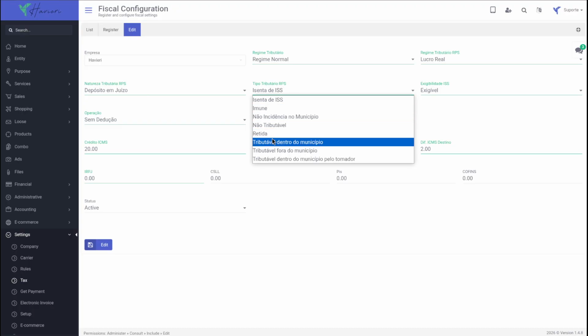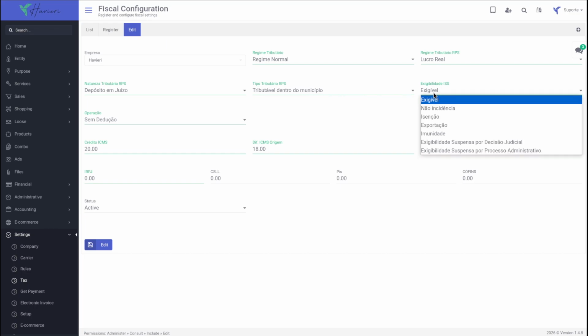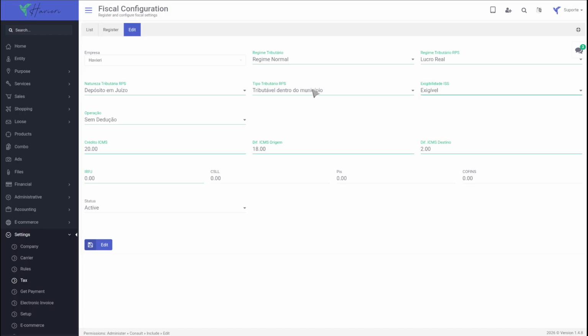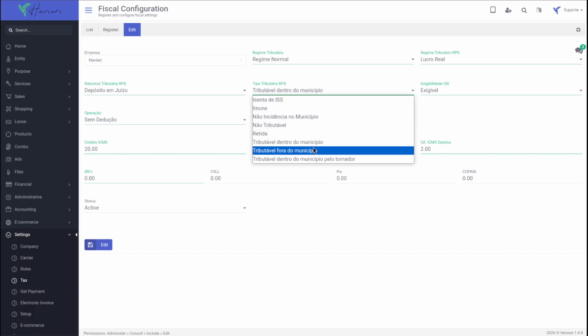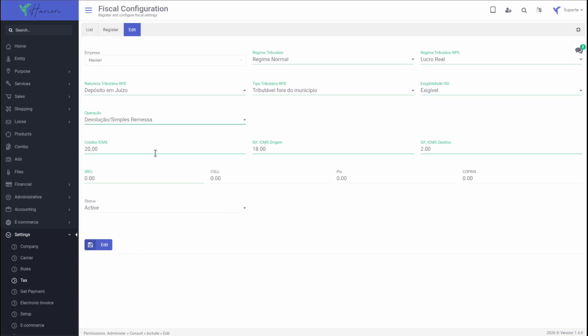The operation defines the type of operation the company performs, with options such as without deduction, with material deduction, immune or exempt from ISSQN, return, or intermediation. The ICMS credit, ICMS origin difference, and ICMS destination difference fields are percentages used in the calculation of ICMS in interstate operations. The IRPJ, CSLL, PIS, and COFINS fields are the rates of these federal taxes, which vary according to the chosen tax regime. All these configurations are automatically used by the system at the time of issuing fiscal documents and calculating taxes.